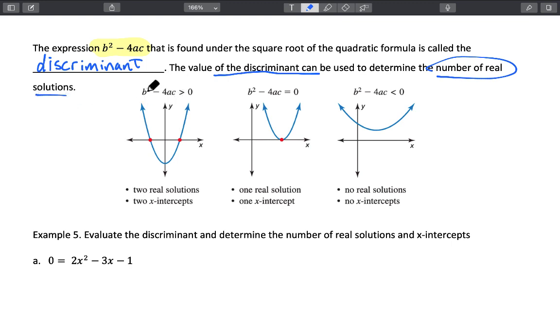So when that discriminant, b squared minus 4ac, is greater than 0, in other words, it's a positive number, then there are going to be 2 real solutions. It's going to cross that x-axis in 2 distinct points. However, if the discriminant, b squared minus 4ac, is equal to 0, then that parabola is just going to bounce off that x-axis and there will only be 1 real solution. And there'll be 1 x-intercept. If b squared minus 4ac, the discriminant, is less than 0, in other words, it's a negative number, then there will be no real solutions and no x-intercepts.